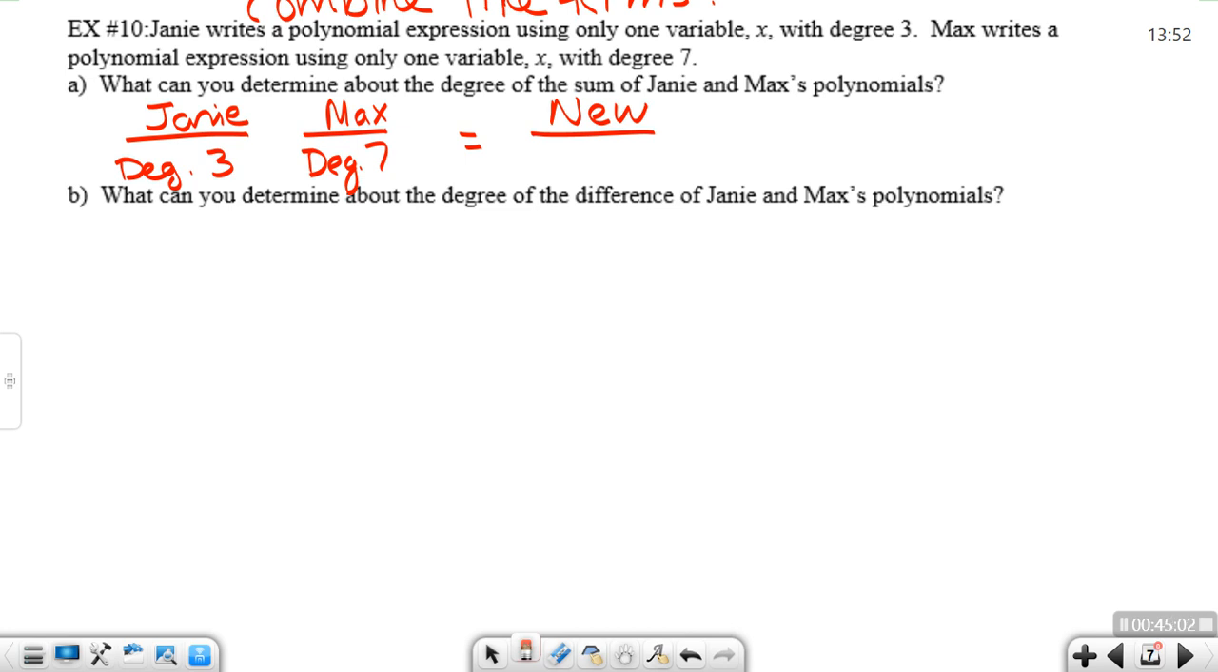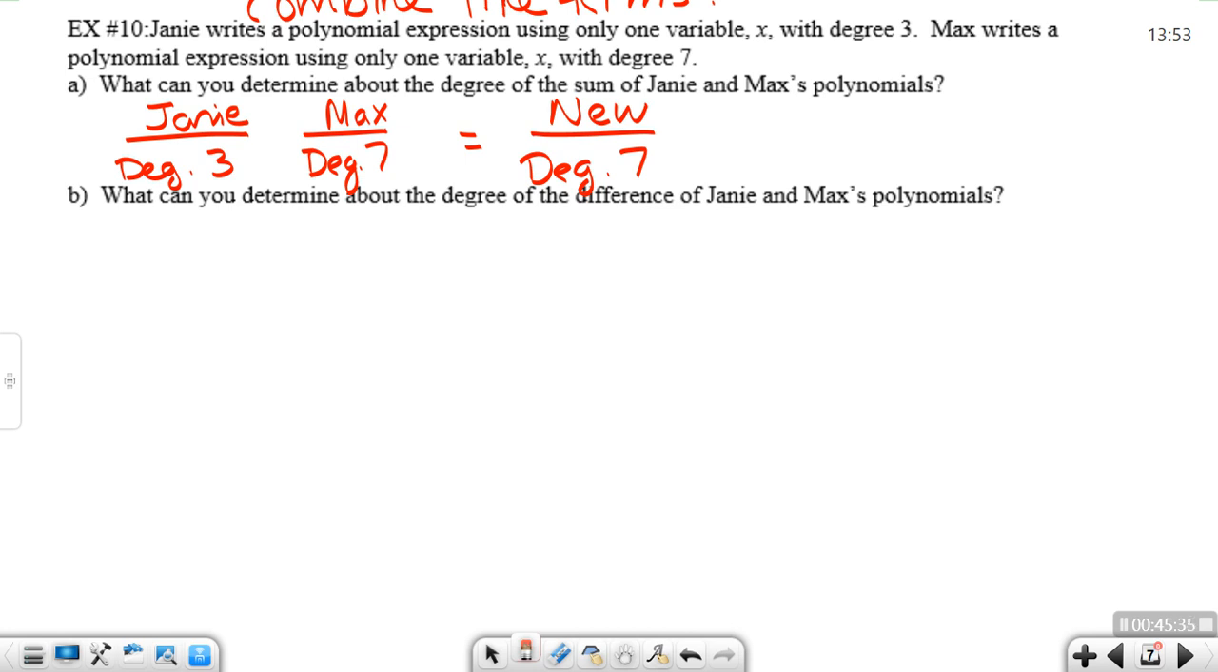But guys, if we recall, the degrees shouldn't change if we're adding or combining like terms together. So then the question is, well, if the degrees aren't changing, then what's going to be our new degree? Well, guys, if you're adding two polynomials, the new polynomial should take on the highest degree. So therefore, the new polynomial will have the same degree as Max's polynomial.